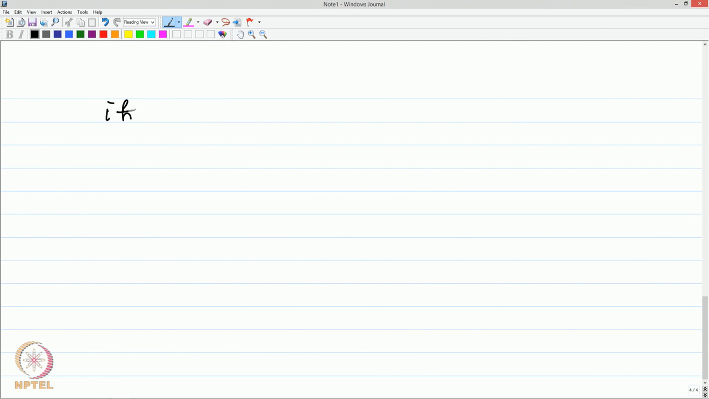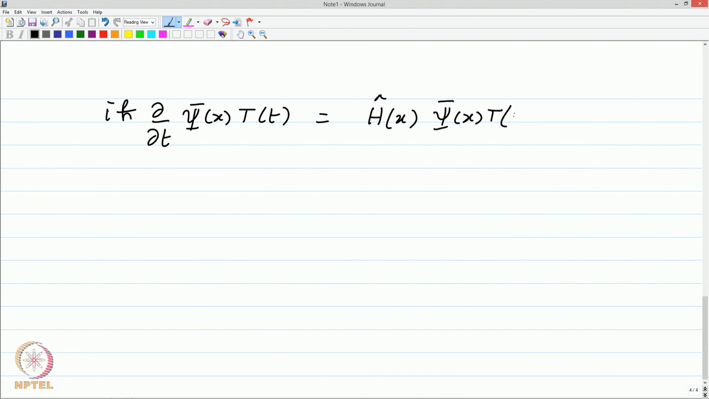Therefore, if we substitute that, iħ ∂Ψ(x,t)/∂t is equal to Ĥ, the Hamiltonian operator with a hat on it, I forgot to write that earlier, Ĥ(x) Ψ(x,t). The Hamiltonian operator contains coordinate functions x as well as derivatives in x, and will only have its action on ψ(x); it will not change anything to do with T(t).